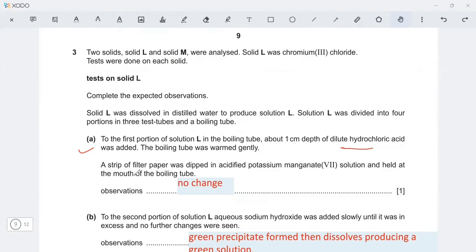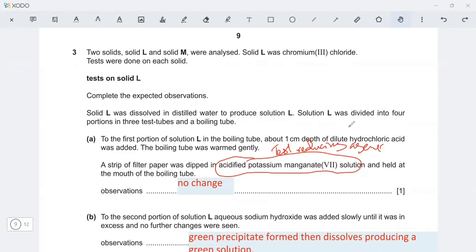Gently, a strip of filter paper was dipped in acidified potassium permanganate solution and held at the mouth of the boiling tube. So basically, potassium permanganate solution is used as a test for a reducing agent. A strip of filter paper was dipped into acidified potassium permanganate solution and held at the mouth of the boiling tube.